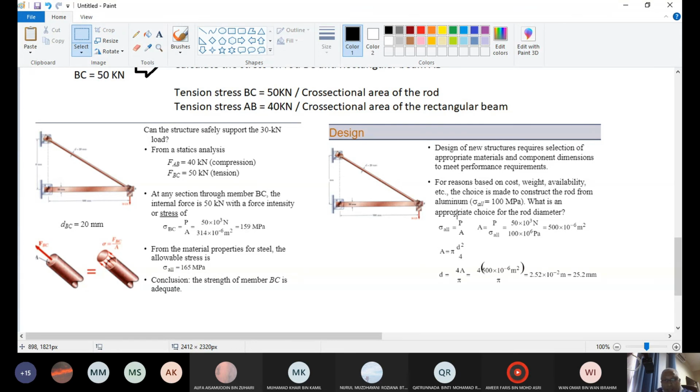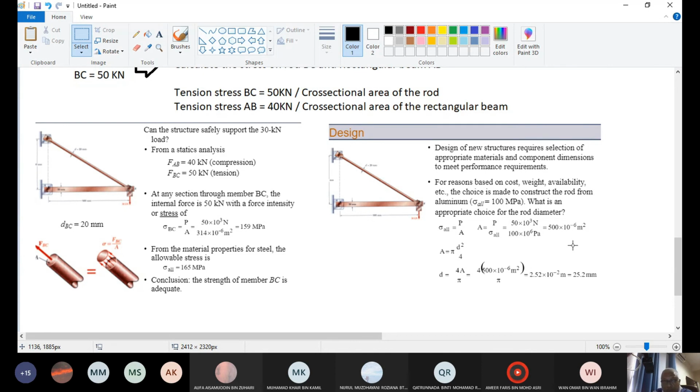Okay. If you want to choose, say you want to choose this rod and this beam from aluminium. Aluminium only carry 100 megapascal. That is a strength aluminium. Obviously, you will not get this. Obviously, this structure will fail because you apply 159. Aluminium is 100. So it will fail because it is higher than the aluminium strength.